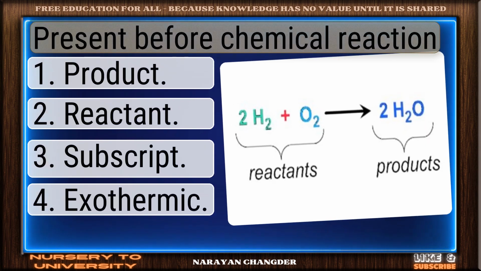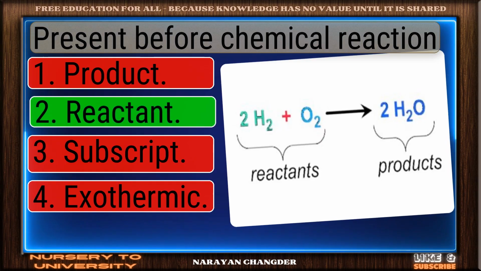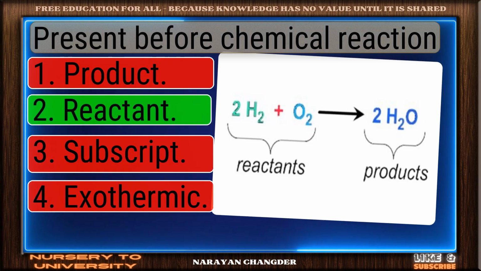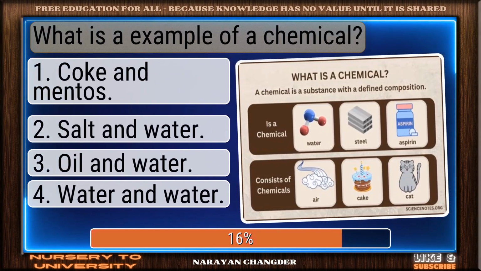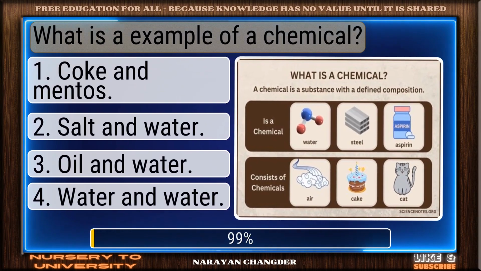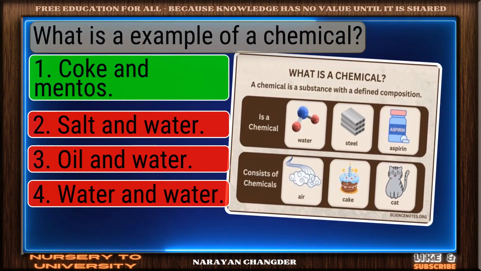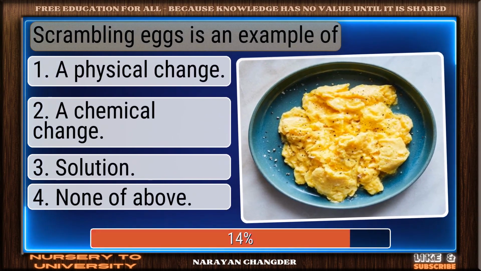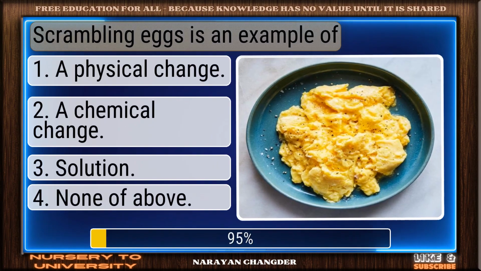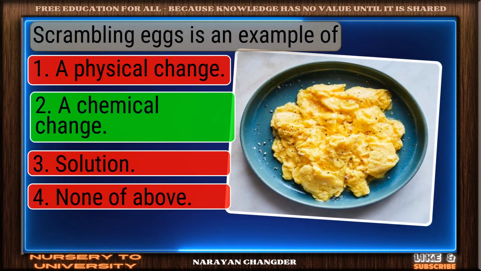Present before chemical reaction. Right choice. Reactant is the best answer. What is an example of a chemical? Perfect. Coke and Mentos is the correct choice. Scrambling eggs is an example of. Valid point. A chemical change is true.